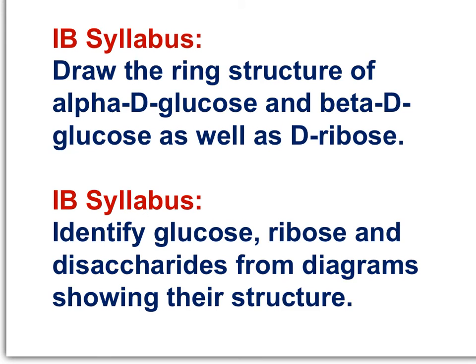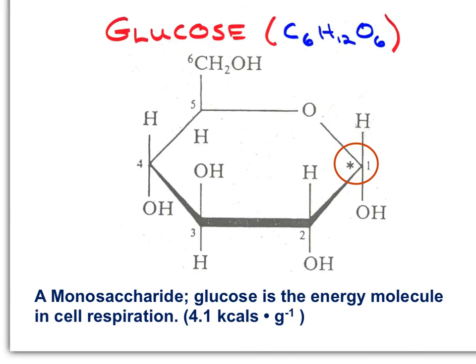Here are two relevant IB syllabus statements that dig into the detail of what you're expected to know and be able to do. Draw the ring structure of alpha-D-glucose, beta-D-glucose, as well as D-ribose. Identify glucose, ribose, and disaccharides from diagrams showing their structure. Here is a diagram of alpha-D-glucose.